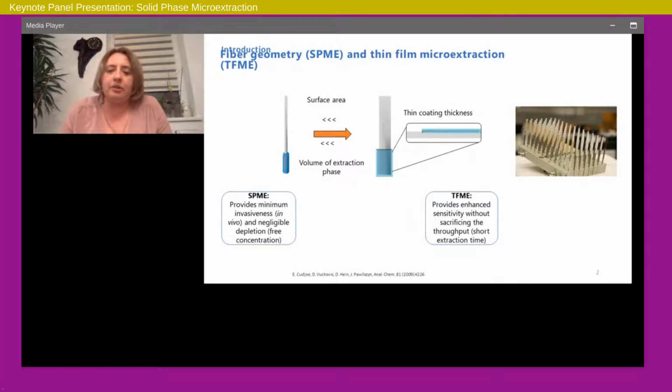So we are using two basic devices, two basic geometries of SPME. The fiber is the main geometry that we use for tissue analysis because we want to provide minimum invasiveness to the system. And then also so-called blades. This is basically a thin film to improve the sensitivity, but it is also very commonly used in high throughput mode. I will also show you some examples of such applications.